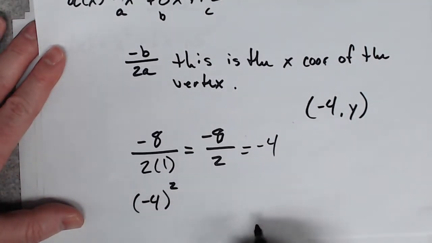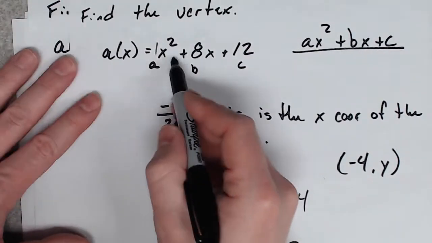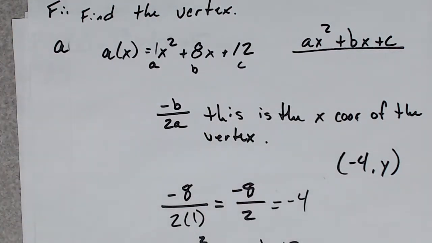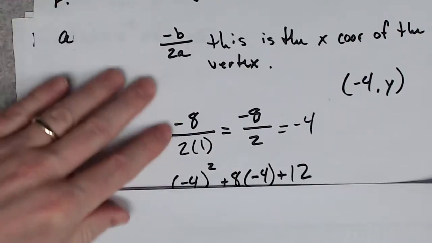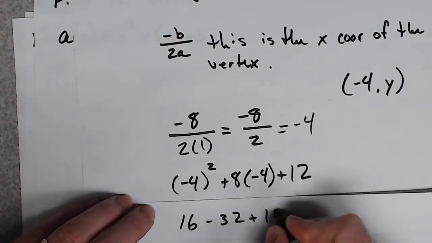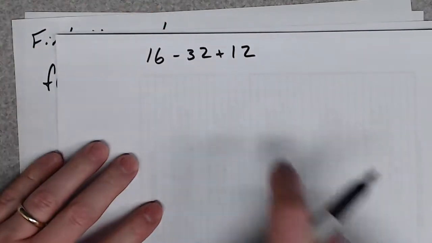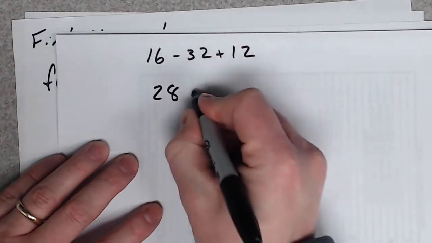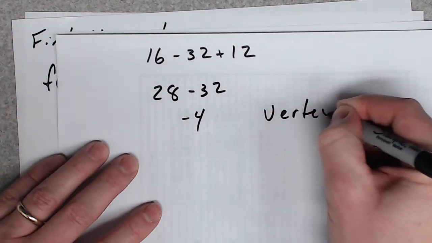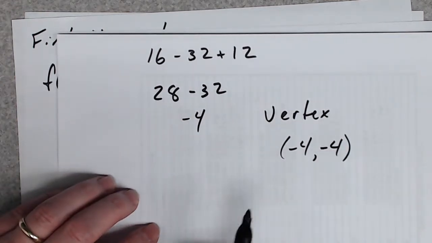Negative 4 squared plus 8 times negative 4 plus 12. Just back in the original equation, we plug negative 4 in for x, plus 12. Let's clean that up. Negative 4 squared is 16, 8 times negative 4 is negative 32, plus 12. 16 and 12 make 28, minus 32 is negative 4. I already had negative 4 for my x value, and the y value is negative 4. So the vertex for this quadratic equation is negative 4, negative 4.